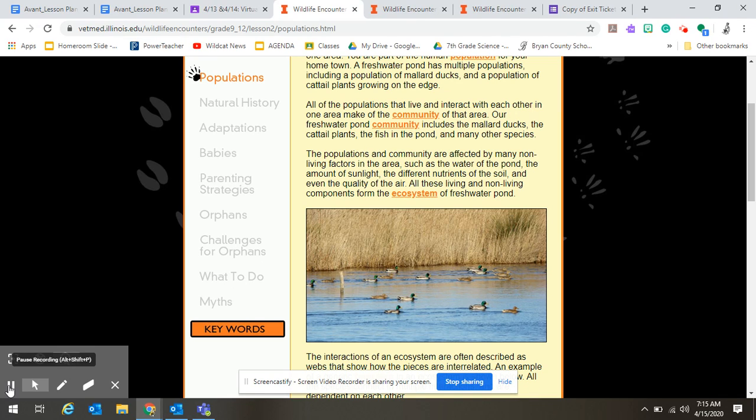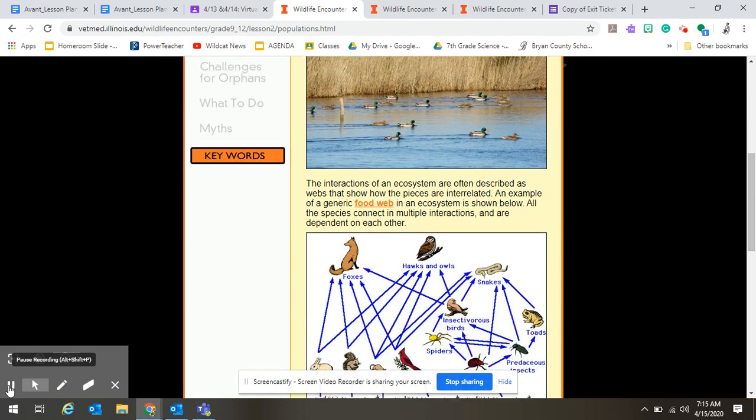So all of these living, which are biotic factors, and non-living, which are abiotic. A means not, biotic means living. Components form an ecosystem of a freshwater pond.